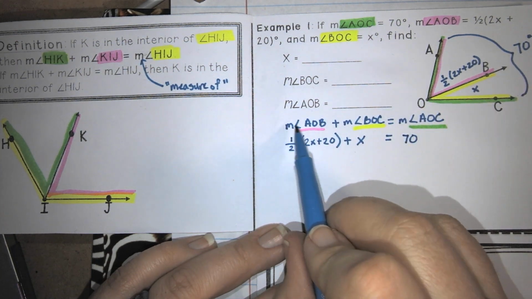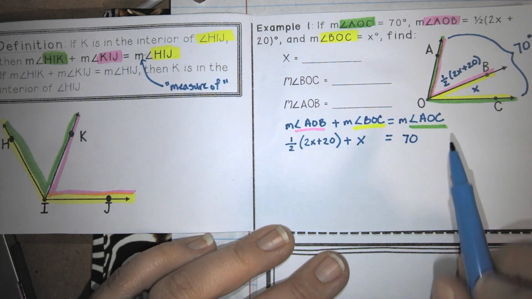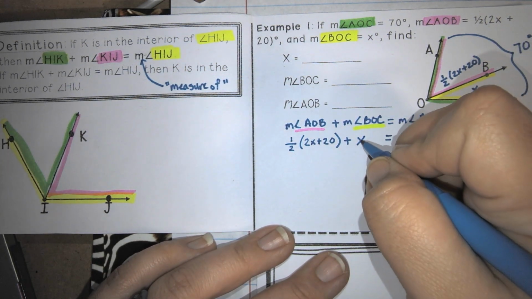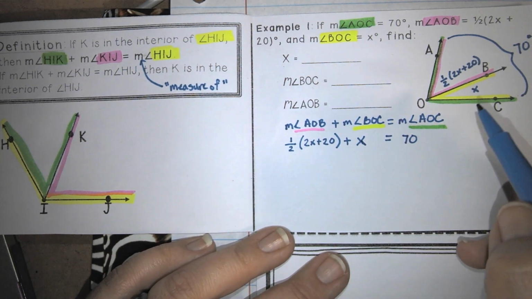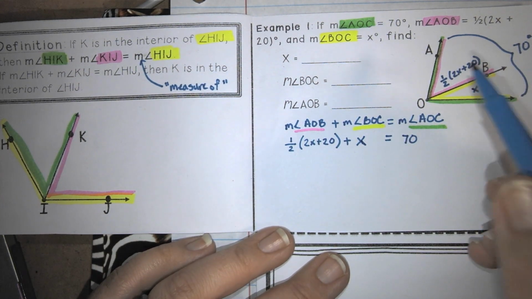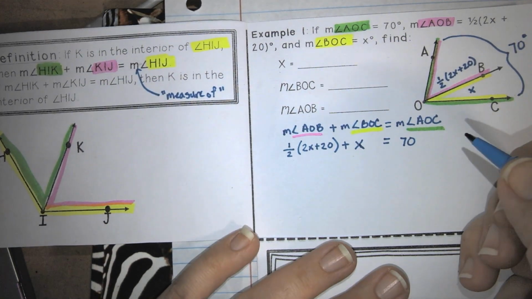So up here, I'm writing my letter equation. Down here, I'm writing my algebra equation. Now what we need to do is solve this equation to figure out what x is. Once I know what x is, I'll know I can figure out this yellow angle and this pink angle. Alright, so let me help you through how to find x.